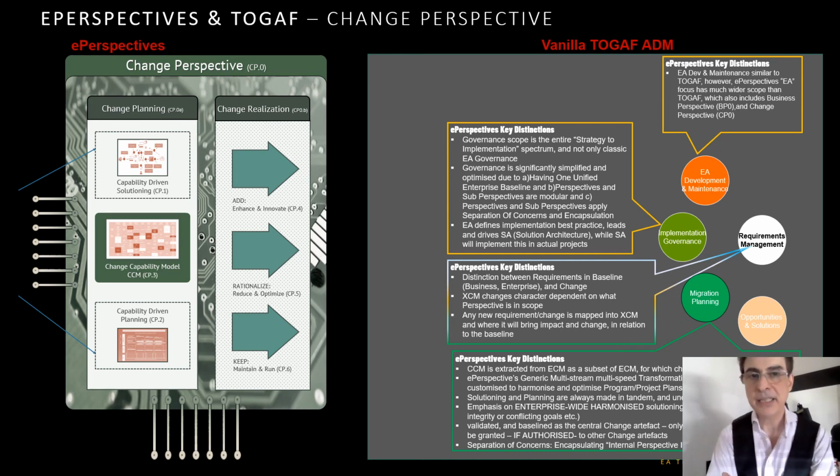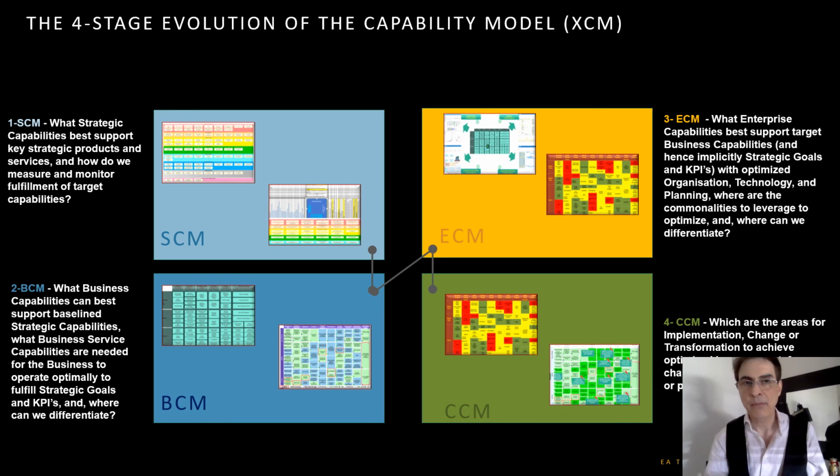So this is change planning, and I have the correspondence side on TOGAF. As we have said before, TOGAF brings a more generic approach, whereas ePerspective makes TOGAF implementable very precisely. So going back to our 4 stages of the XCM and capability model, again reminding ourselves that we had the business strategy sub-perspective, which is within the business perspective, by the way.